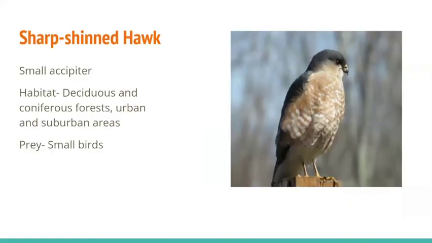So first is the sharp-shinned hawk. They are a very small accipiter. They're only about the size of a blue jay on average. Their habitat is deciduous and coniferous forests, although they have also taken quite well to urban and suburban areas. They're a visitor that you will often see stalking your bird feeders, and they tend to prey on small songbirds.